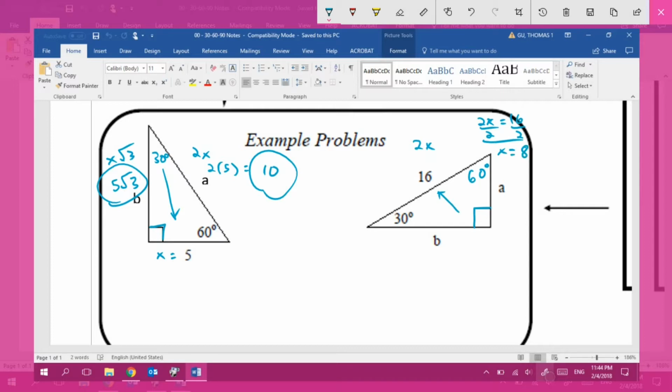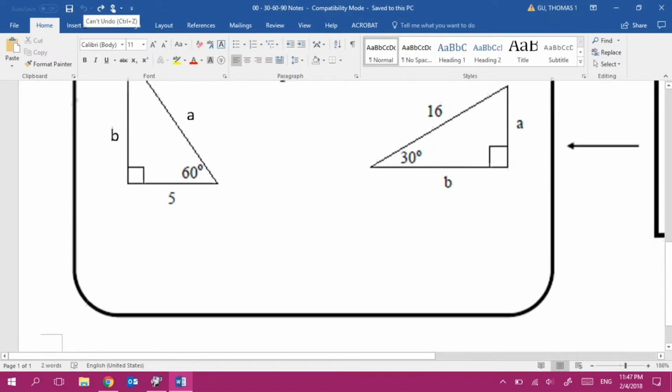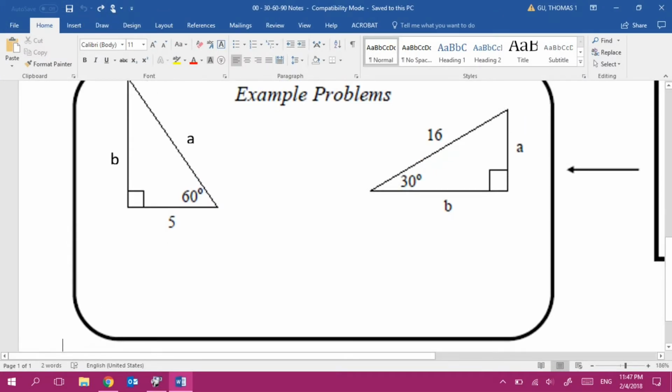Which side has a length of x? The side across from 30 degrees. So that means a is going to be 8. And then what's the last measure going to be? Across from 60 degrees, it's going to be x square roots of 3. X is 8, so the side length b is going to be 8 square roots of 3. Boom, just like that. I'm going to show you one more example that's not drawn on here, so I will do it in the sketch pad.